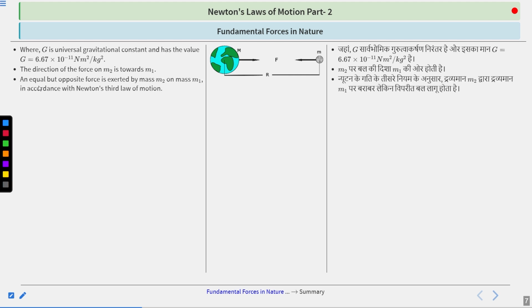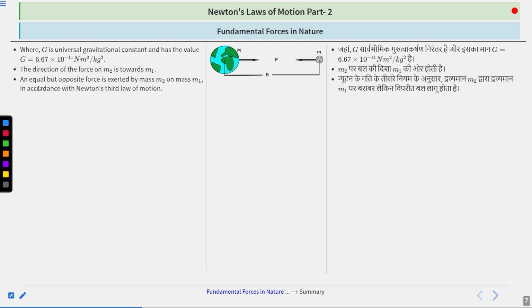An equal but opposite force is exerted by mass M2 on mass M1 in accordance with Newton's third law of motion. Because as we discussed in the previous lecture, whenever a force applies, it never applies singularly. Like if you punch the wall with your hand, you have exerted a force on the wall, so you are not the only one exerting a force. The wall will also impart the same amount of force on your hand.